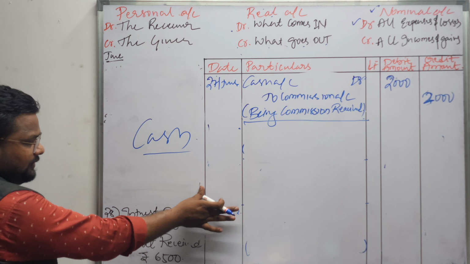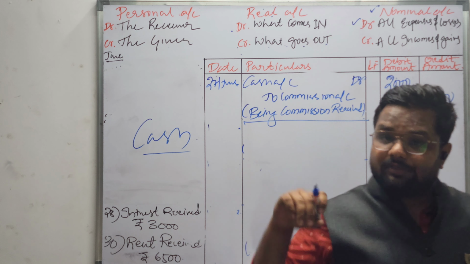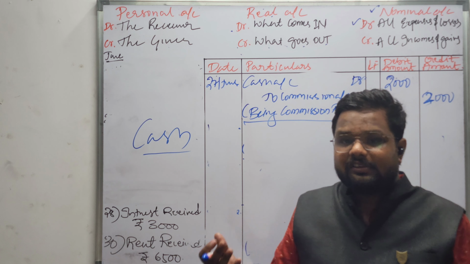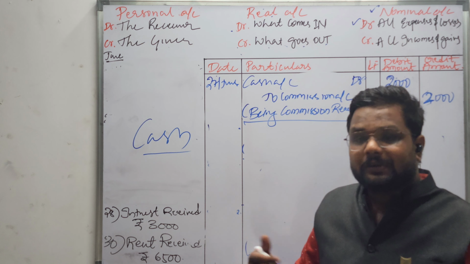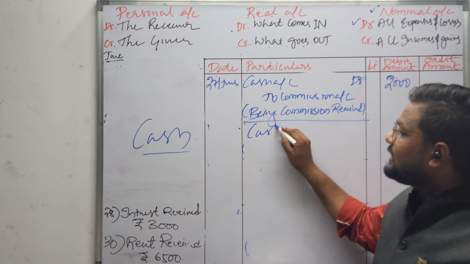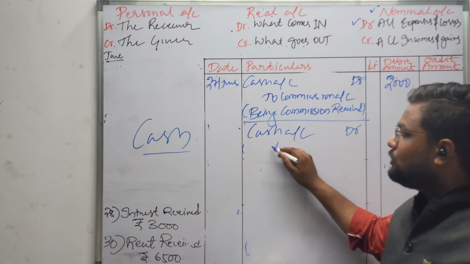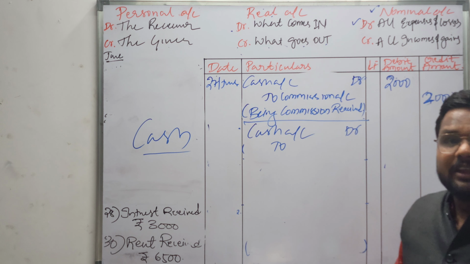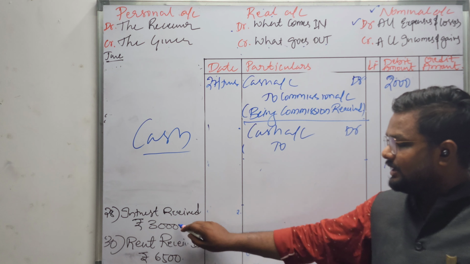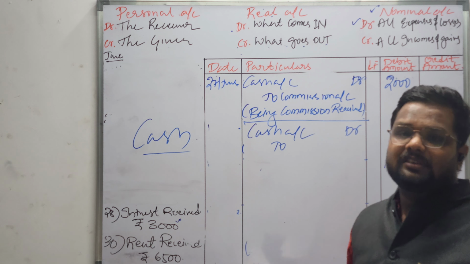Now you have received interest. What you have received? Interest. So whenever you are receiving interest, once again, what is received actually? Cash. So debit what comes in? What is coming in? Cash account. Okay, cash account debtor to... Why is this cash coming in? Why is cash coming into the business? The question is interest received. Now you have received some interest.